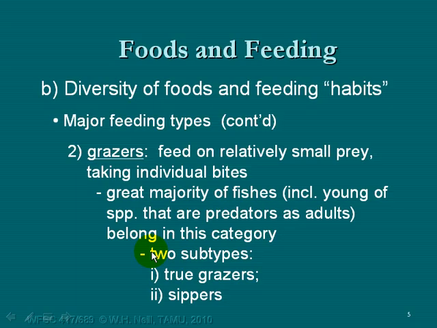Grazers. That's a bigger category probably of fishes than predators. It's a broader category, more diverse. These are fishes that feed on relatively small prey items, typically, though, taking still individual bites, seizing individual prey. And the great majority of fishes, including the young of a lot of these things that we think of as predators, fit in the grazer category, and there's typically a transition in life history between the grazing habit and the preying habit in little largemouth bass.